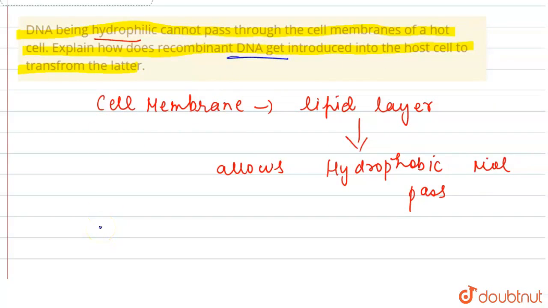cell. So we have methods with the help of which the DNA can be introduced. The first is the gene gun, or we could call it a biolistic also.